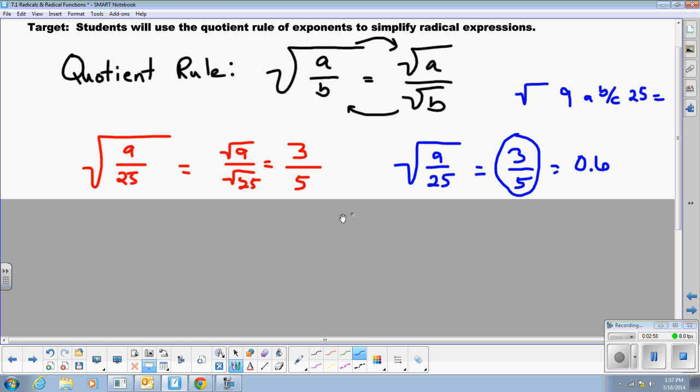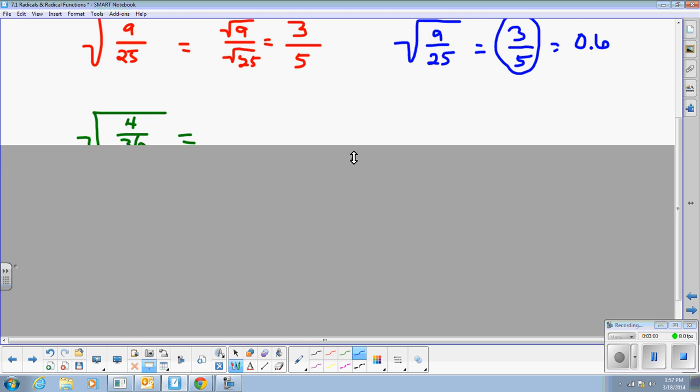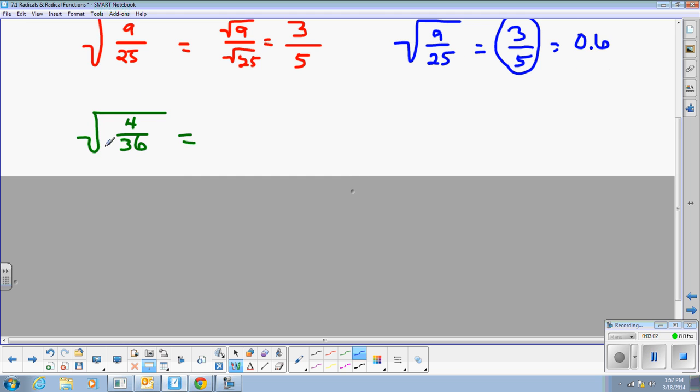Two more examples for you. Another one, pretty much like the first one, I need the square root of 4/36. Well, I recognize that both of these are perfect squares, so I will be able to break that apart into the square root of 4 over the square root of 36. And when I do that, I get 2 over 6 for an answer. And 2/6 can be simplified, since both of these are divisible by 2, so 2/6 is the same as 1/3.